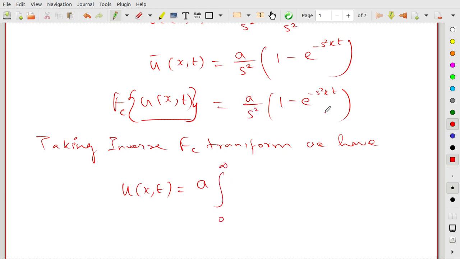Since s is a part of the integral, we have 1 minus e power minus s square kt divided by s square, because this s square gets into this one, and since we are taking the inverse cosine transform, we have to use cos sx ds. For the inverse transform the integration is with respect to s. For the Fourier cosine transform we have dx, for the Fourier inverse cosine transform we have ds. So this is our final result.